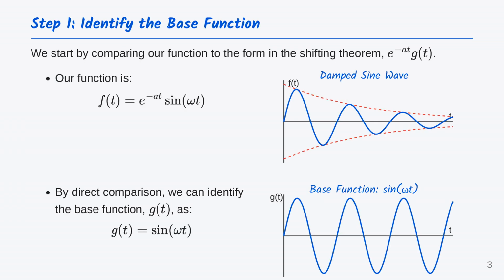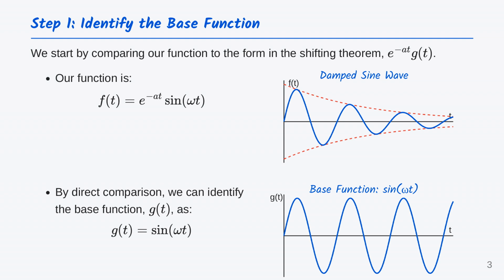Alright, let's start with step 1. We need to identify our base function. We are going to compare our function to the general form from the shifting theorem, which is e to the minus at times g of t. Our specific function is f of t equals e to the minus at times the sine of omega t. Looking at these two, it's pretty clear what our base function g of t has to be. By direct comparison, we can see that g of t is simply the sine of omega t.